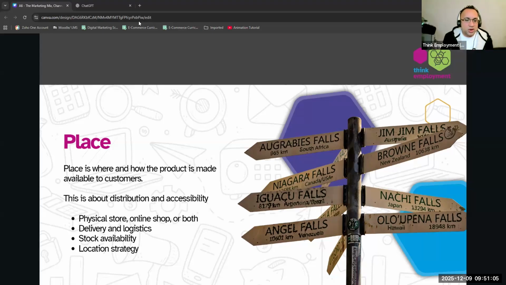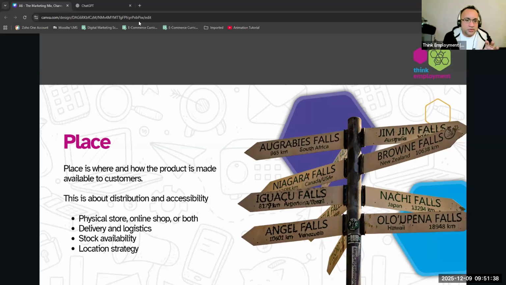So a physical store, online shop, or both, delivery and logistics, stock availability and location strategy. All of these matter. When it comes to stock availability, again, it's still place. It's about how you get that item to the person. For example, with Amazon, they have the same product, but locally somewhere they've got it stored so they can deliver quickly. So it's still about distribution. It's still about placing the item for fast delivery.